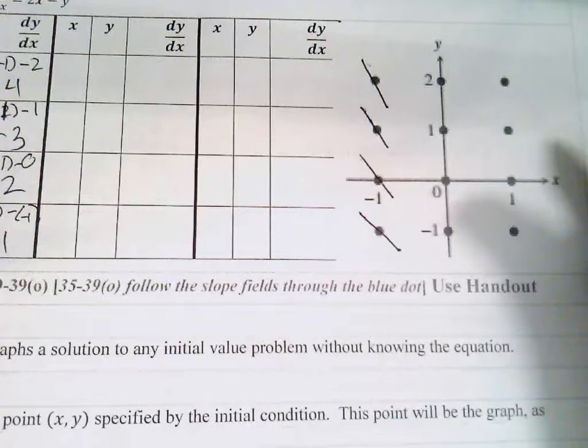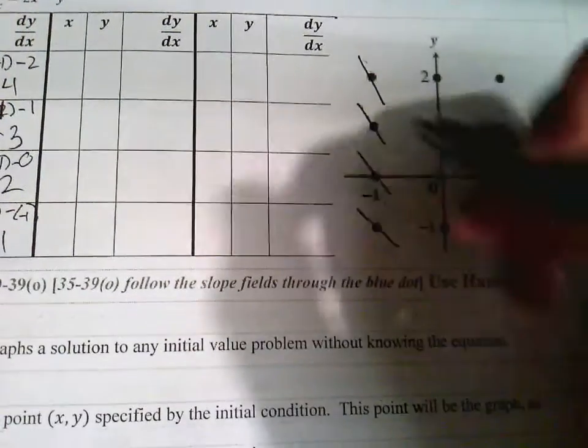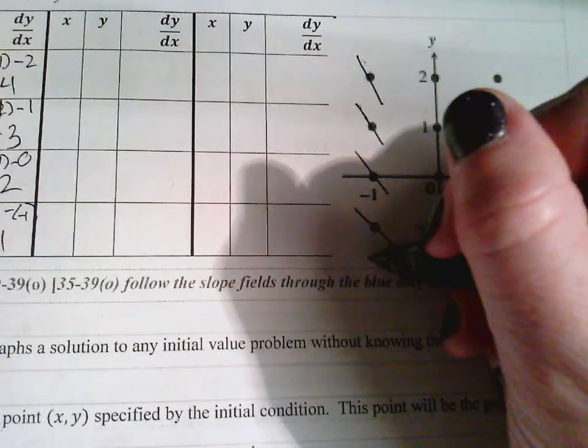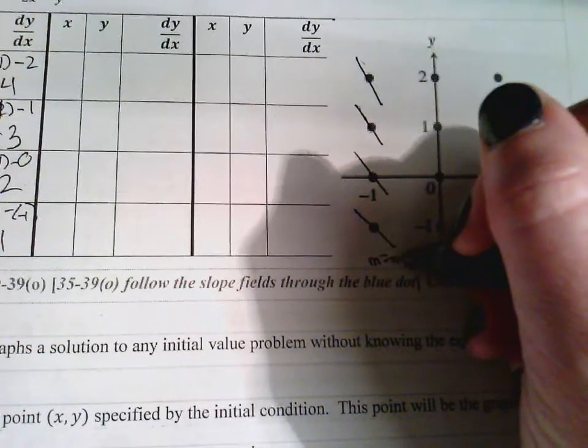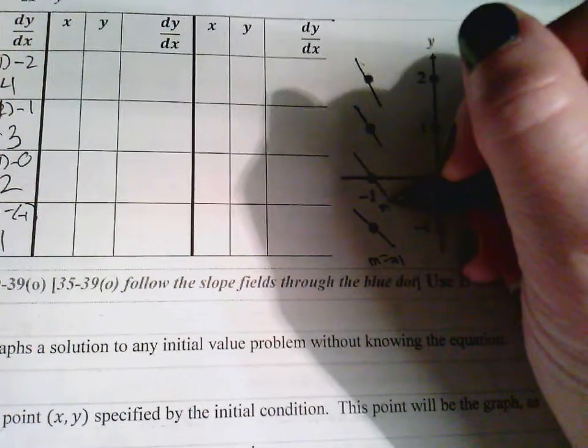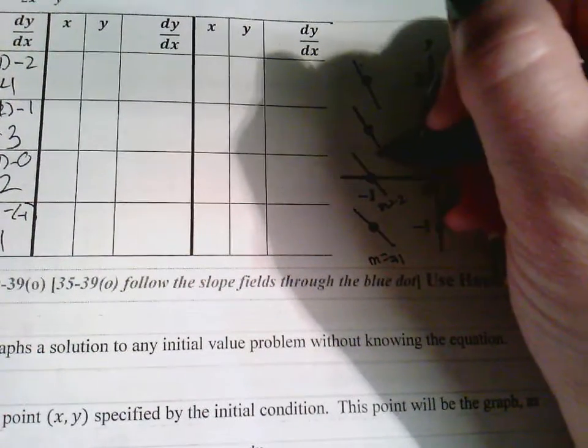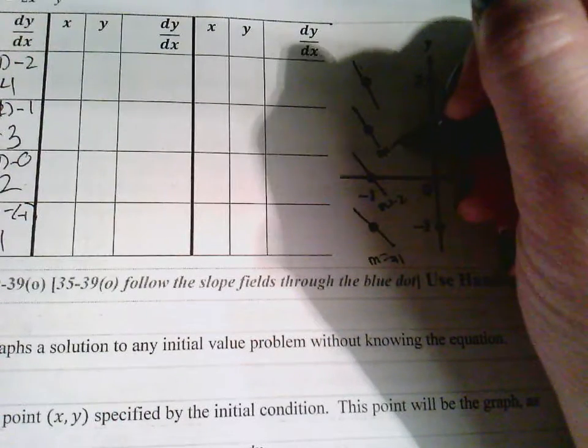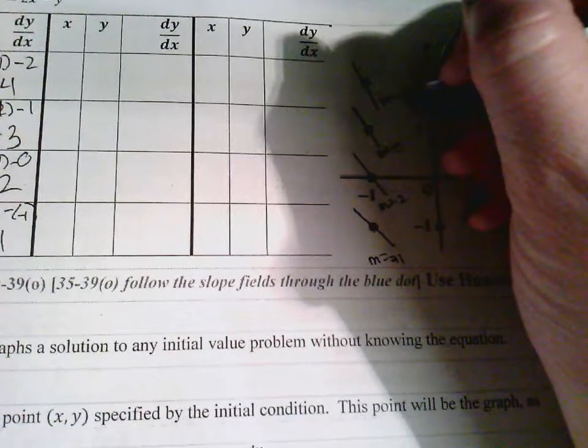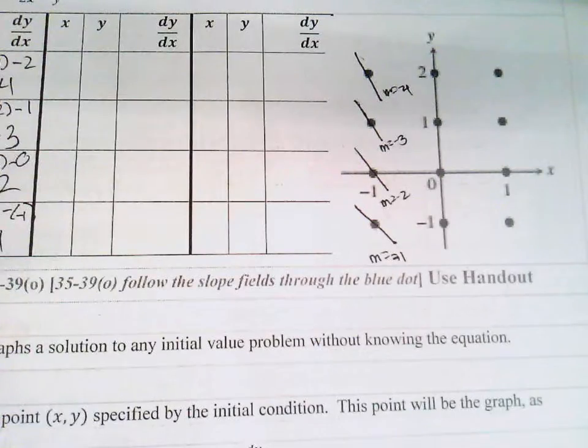Okay, I know it's going to be hard to do these. If you're not sure, this is m equals -1. You can also do this. That's m equals -2, m equals -3, and that's m equals -4. Just tell me what it is on the left side so I know you're trying to figure it out.